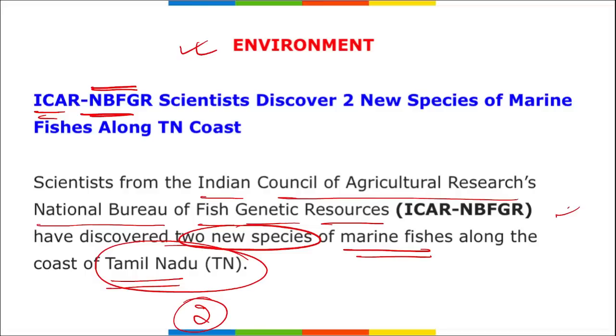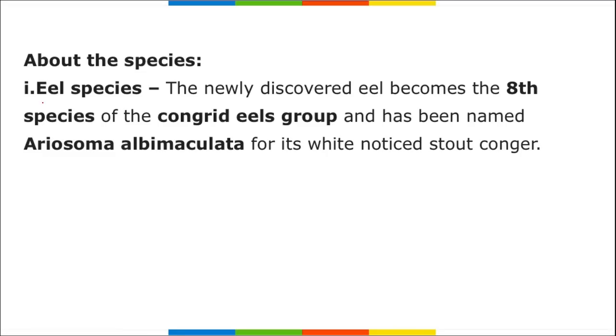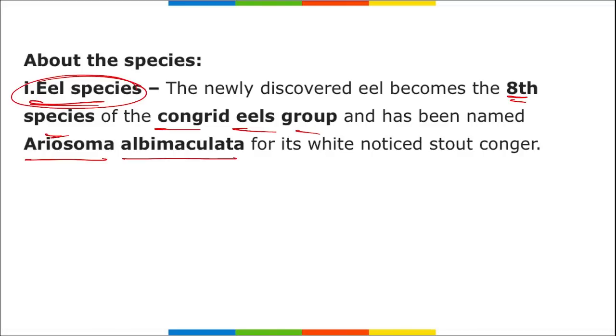Remember this, you have to remember the full form here. What are these two species? First is eel species. This is a newly discovered eel that became the 8th species of the congrid eels group, and it has been named Eriosoma elibaculata. This is the new name of this new eel species, one of the two species that were discovered.